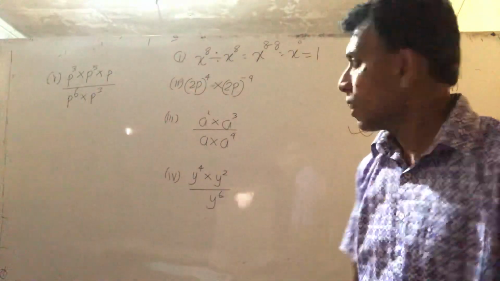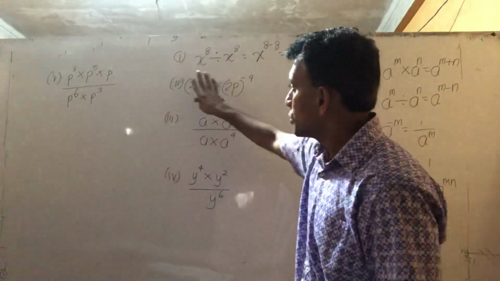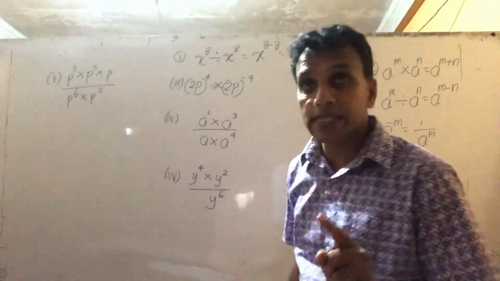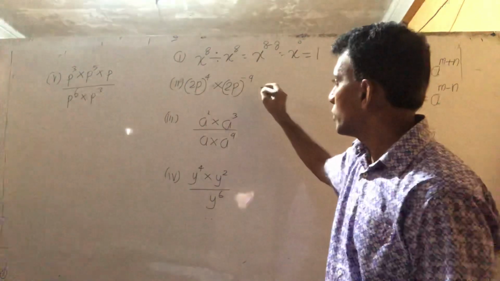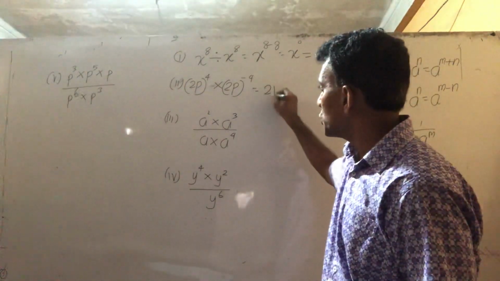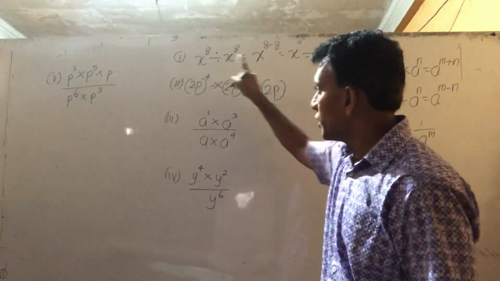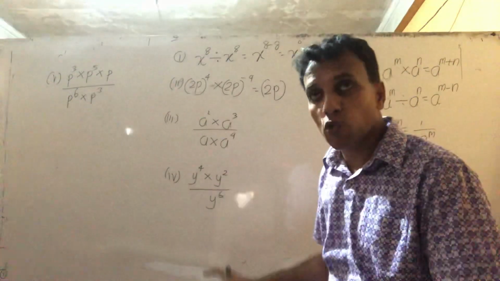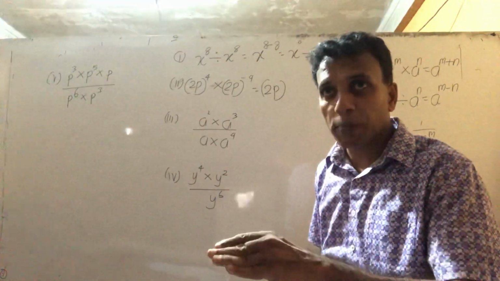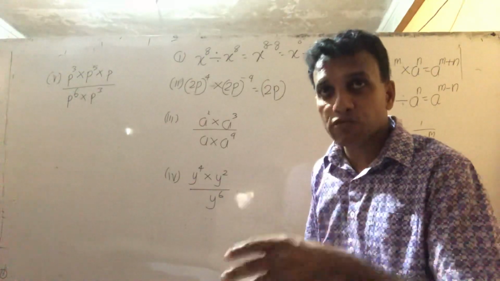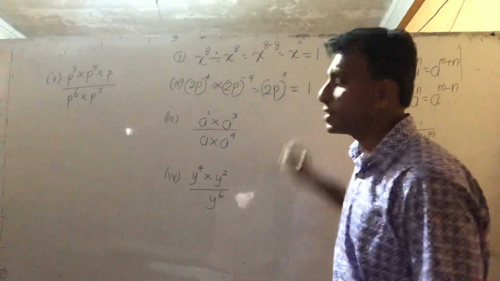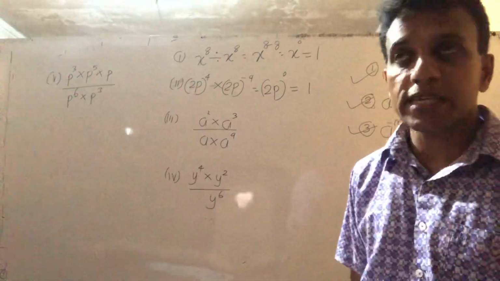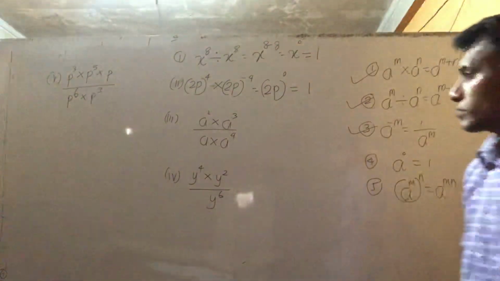So here comes 2p. Bases are equal, when multiplying, add the powers. So 2p to the power what? Here 4, here minus 4. So 4 minus 4 means add both. 4 minus 4 is 0. Answer is 1. Whatever the power is 0, the answer is 1.